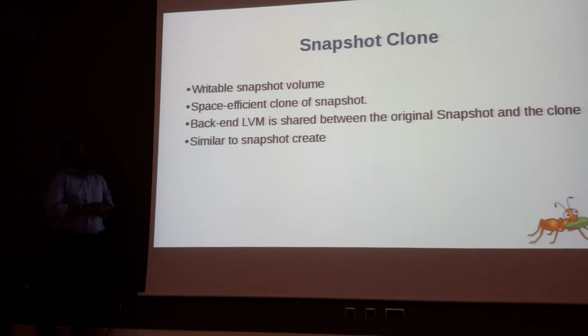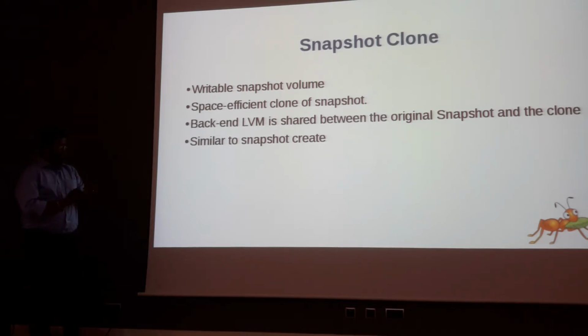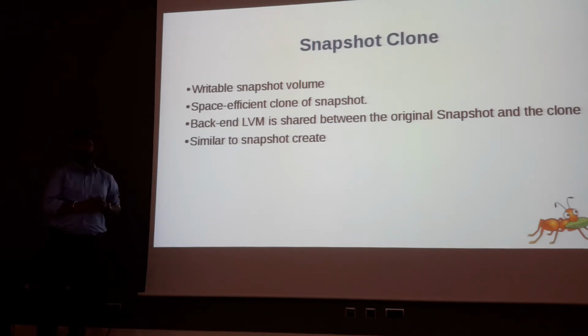So apart from that, there are a few more sub-features that have been introduced recently. One of them is snapshot clone. Exactly, it is not a complete clone; it's a space-efficient clone. That means the backend is shared. It's not a complete clone where you can move into a different disk and save that. So this is one of the primary requirements from the machine learning.